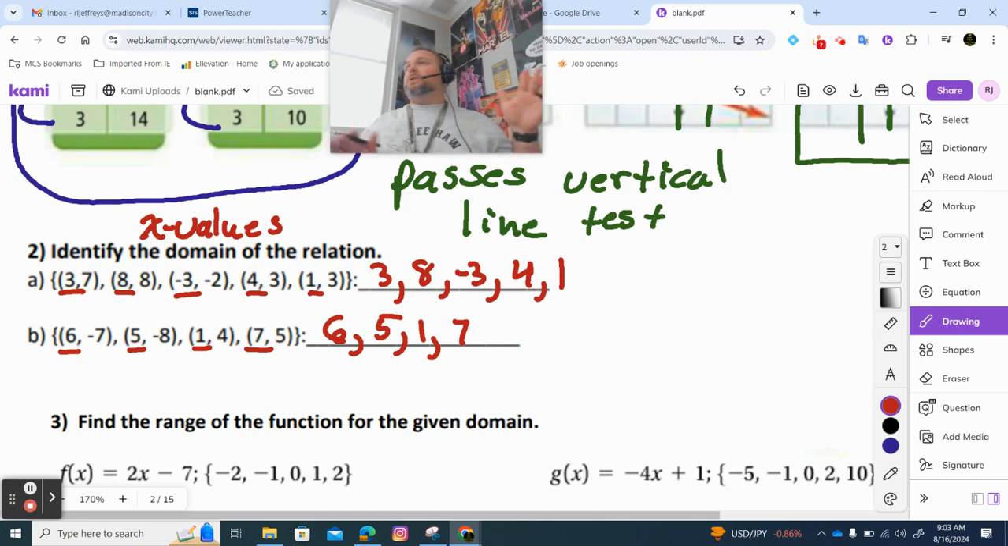All right. Any questions about number two? Other than people are wondering why I didn't do it in brown.